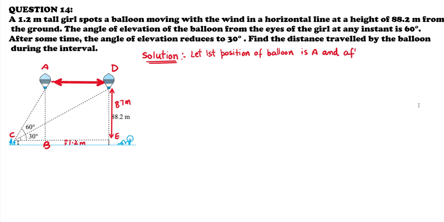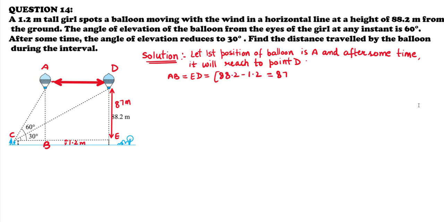So let's solve it. We know the height of the girl is given, which is 1.2, and the total height from the ground is 88.2. So let us subtract 1.2 from 88.2. We get the value 87 meters. Let the first position of the balloon be A, and after some time it reaches point D. We know AB is equal to ED, that is 88.2 minus 1.2, which is 87. So we are deducting the height of the girl from the total height.